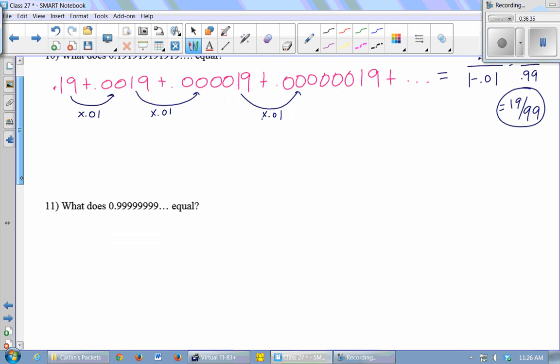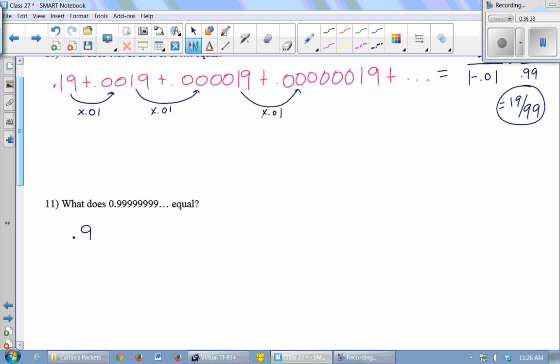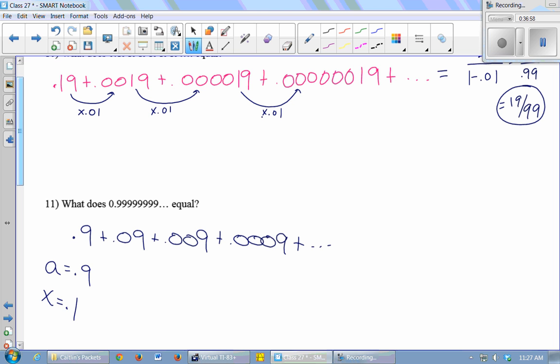Let's look at 0.9 repeating forever. That's equal to 0.9 plus 0.09 plus 0.009 plus 0.0009. So this is an infinite sum. What's my constant multiplier? 0.1. So my first term is 0.9. My constant multiplier is a tenth. So this is going to add up to first term A over 1 minus the multiplier. 0.9 over 0.9 is 1. It is crazy stuff.